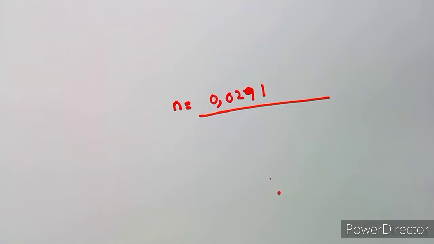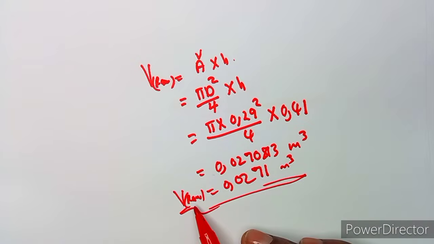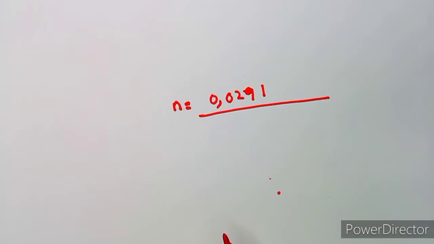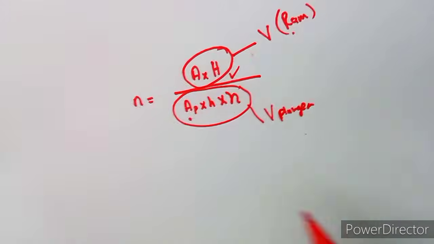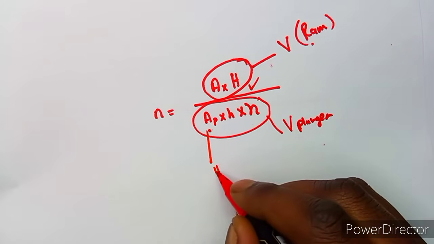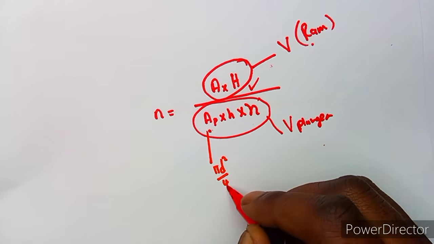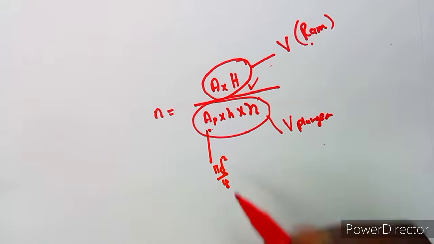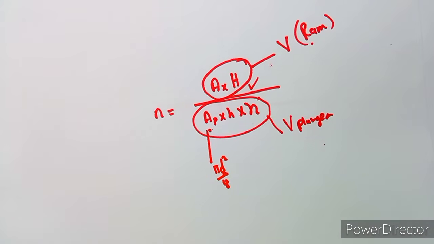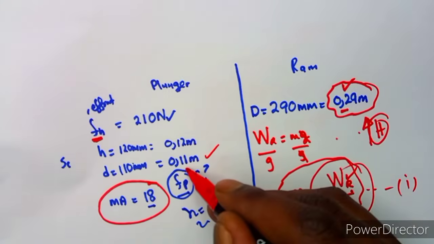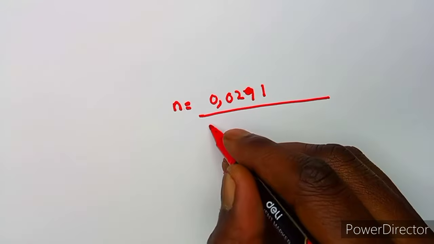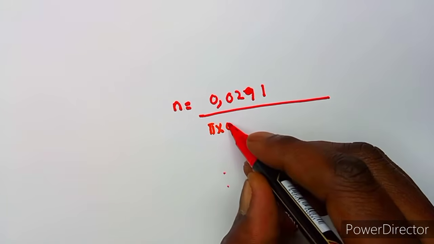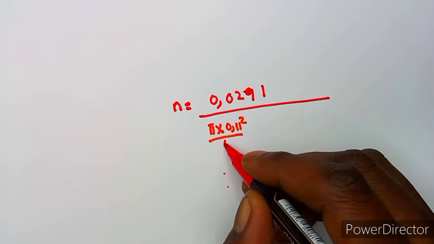Then in this case, remember we have got our volume on the plunger now. This is the area on the plunger, which is actually pi d squared over 4. So the diameter that we need is the one on the plunger in this case, and we just have to substitute, which is 0.11. Here you have to just substitute, and that's what you're going to have in your formula. So it is going to be pi times d squared, which is 0.11 squared over 4.